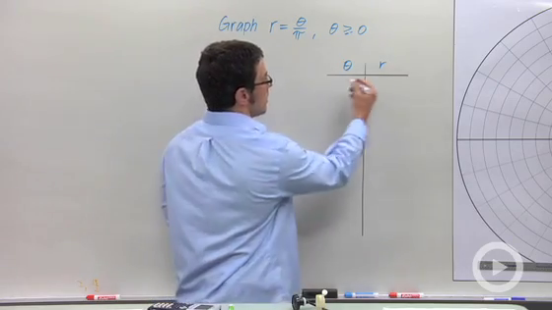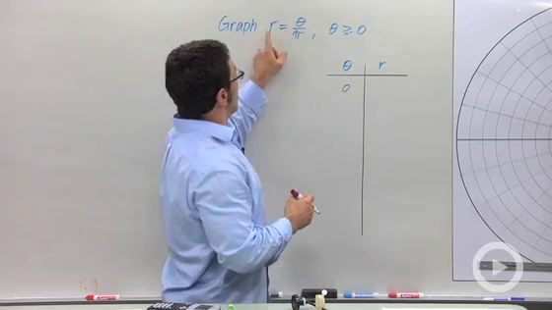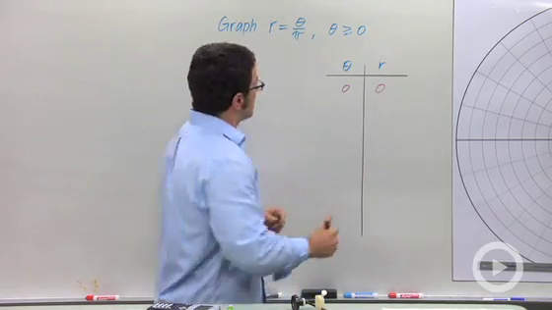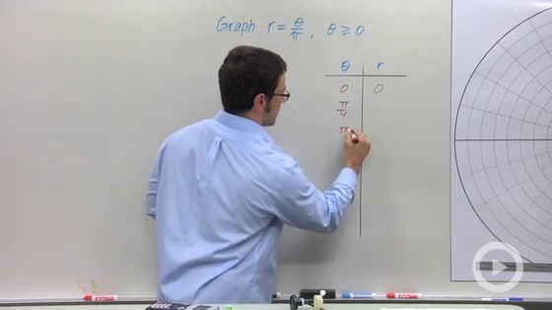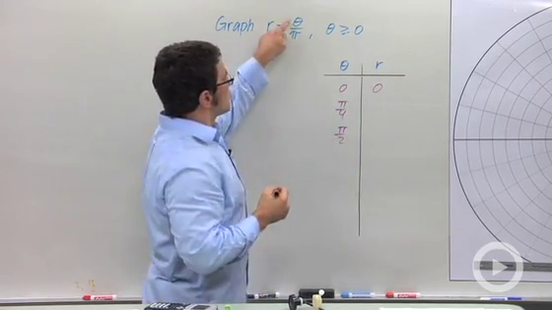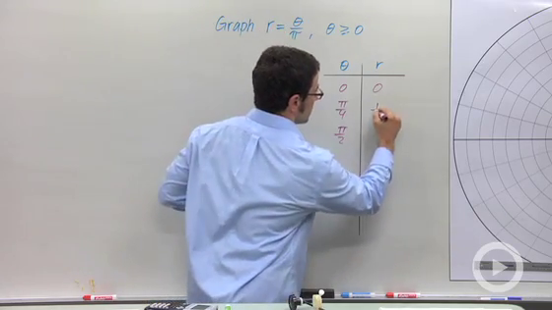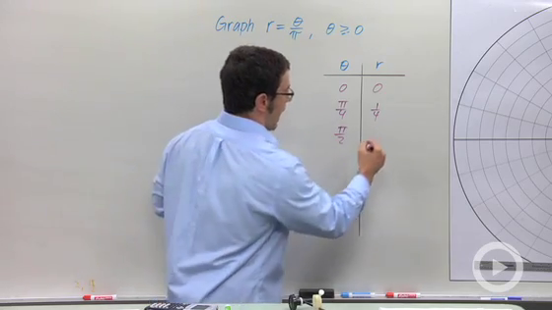And so let's start with theta equals 0. When theta equals 0, r equals 0. So that's going to be a point. And let's try multiples of pi over 4. So when theta equals pi over 4, I get pi over 4 divided by pi, which is a quarter. Pi over 2 divided by pi is a half.